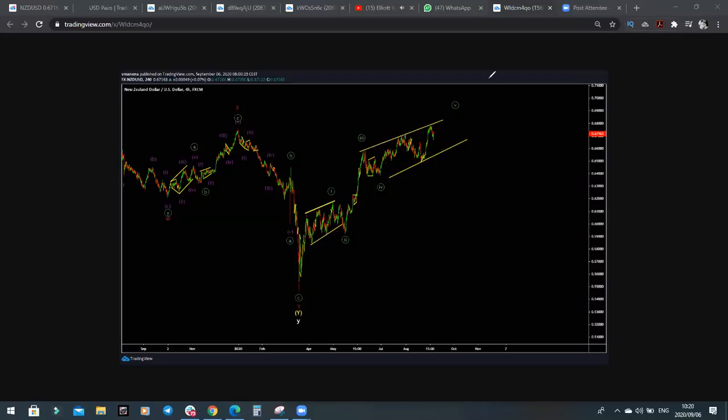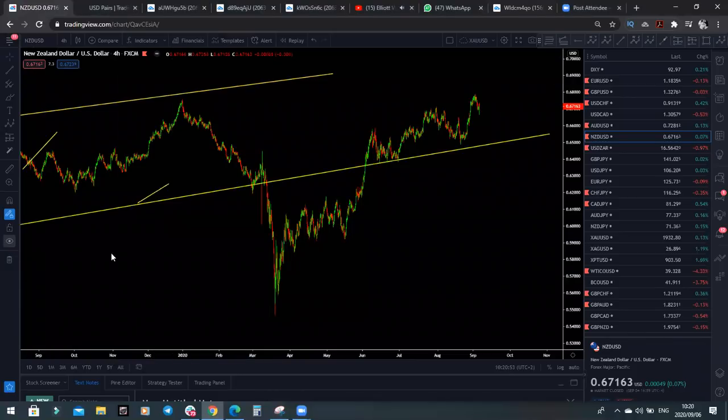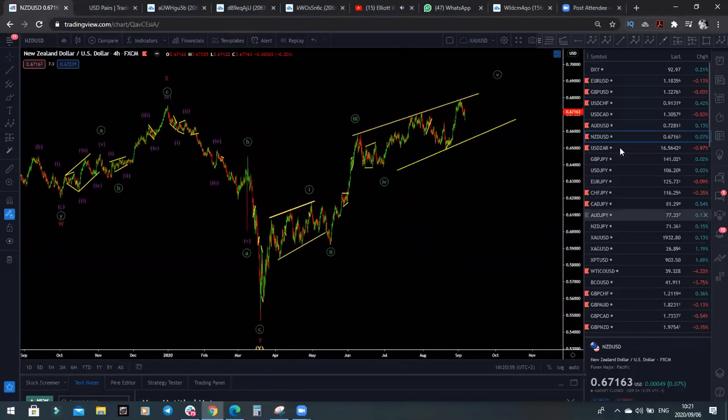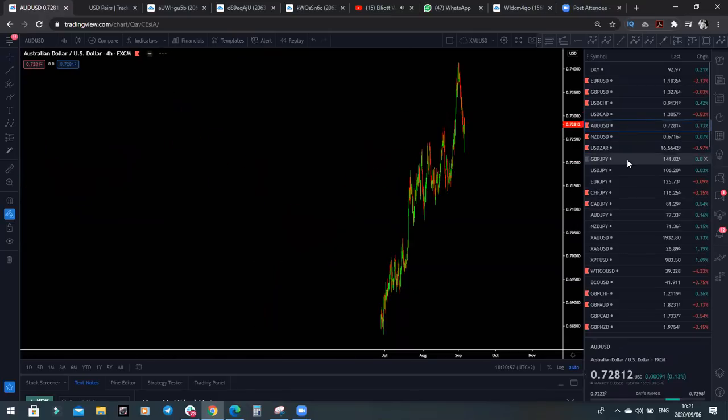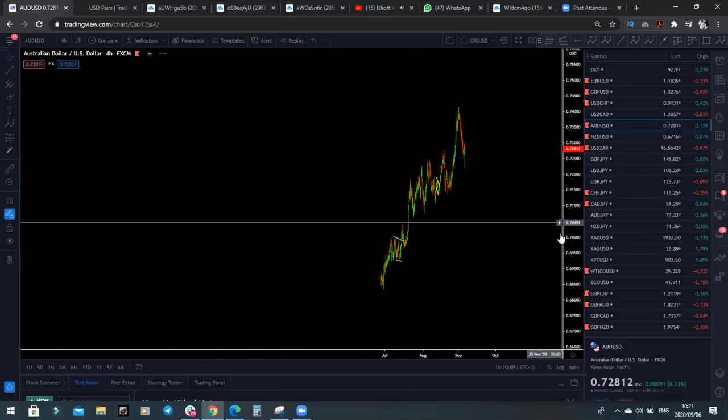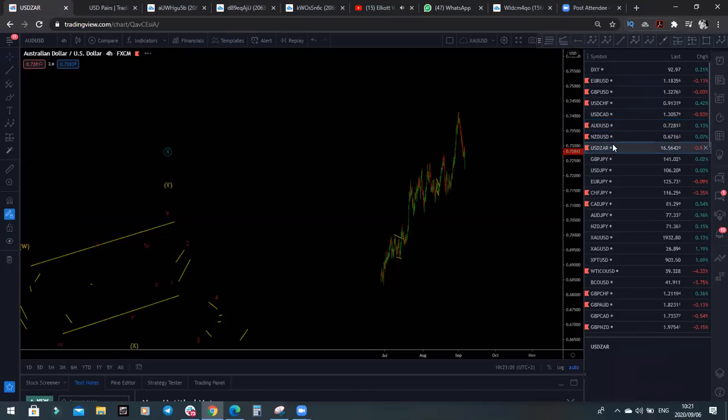All right, so a bit of a push to the upside and then a move down. Let's just show this one here. That's New Zealand US dollar. We've already gone through AUD US dollar. Let's have a look at US dollar ZAR.